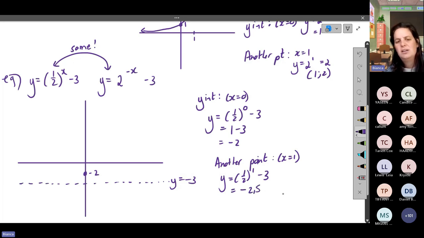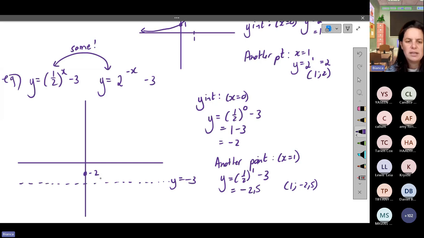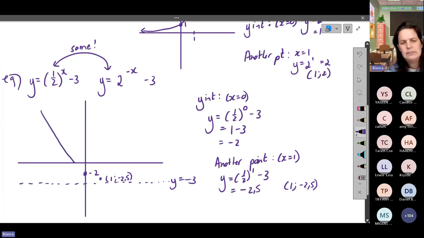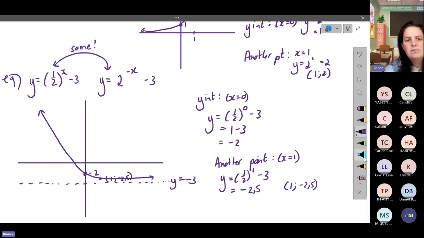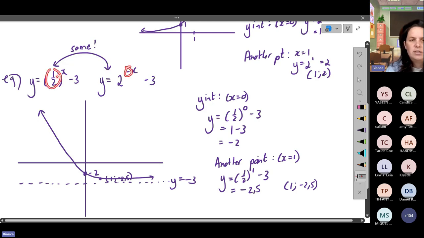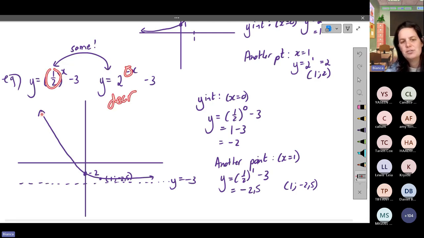Now this is interesting because now it's saying that the x value is 1 and the y value is negative 2.5. A negative 2.5 is lower, so it's down there somewhere. X value is 1, y value is negative 2.5. So if you connect these dots, you will see that this is a decreasing function, like that. So when there's a negative over here, or it's a fraction, it means that it is a decreasing function, so it's going down.